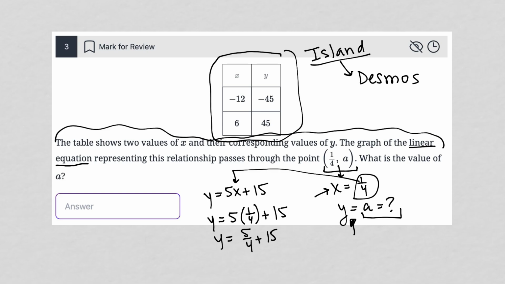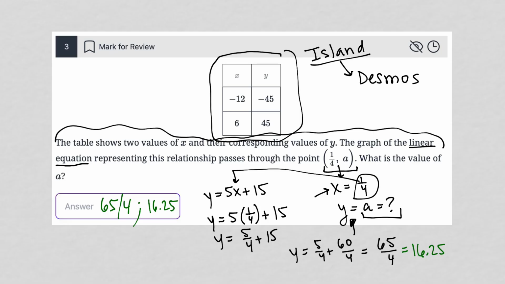I can make the common denominator here by multiplying 15 times 4, which would give me y equals 5/4 plus 60/4, and then combine that all together and I get 65/4 as a fraction. So my answer here I would list as 65/4. Of course, instead, you could have done all of that in your calculator and found the decimal version of that answer. And what you would find is that 65/4 is equal to 16.25. So 16.25 would also be an acceptable answer here.